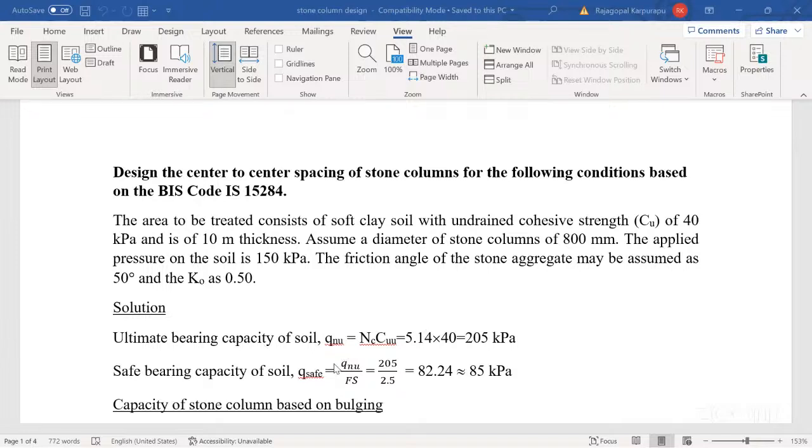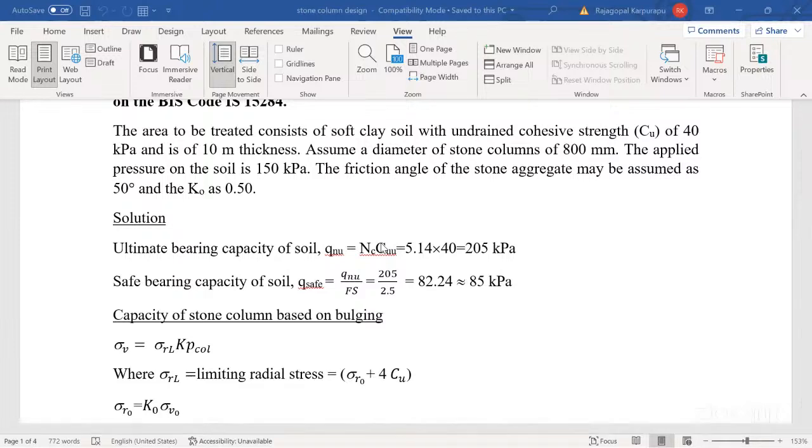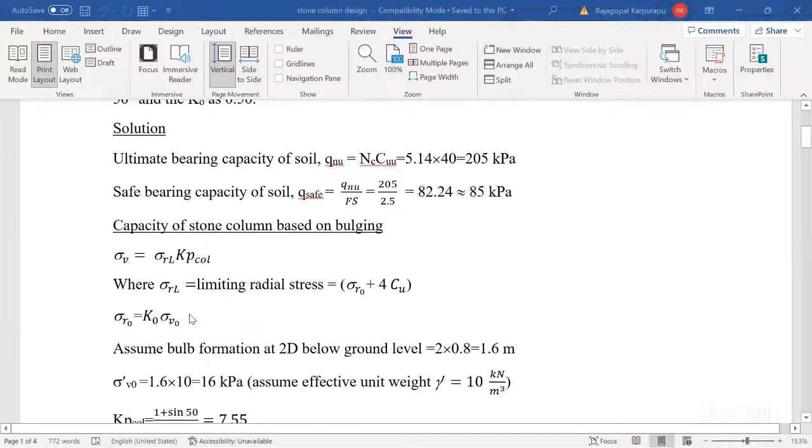So the safe bearing capacity of the soil is 85 kPa, right? But we want to apply a pressure of 150 kPa. So we need to reinforce the foundation soil with stone columns to be able to support larger pressure. So the capacity of the stone columns based on the bulging has three components. Okay? And the first component is because of the confinement of the column by the surrounding soil.